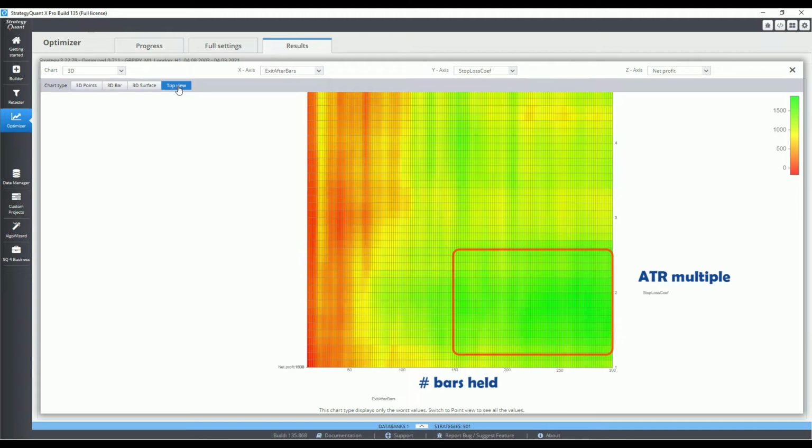It makes sense that the most profitable region is where the stop losses are small and the time stops are large. You want to cut your losses quickly while letting your profits run. For simplicity, net profit was used as the performance metric. You can select other popular metrics like the profit factor or return over drawdown.